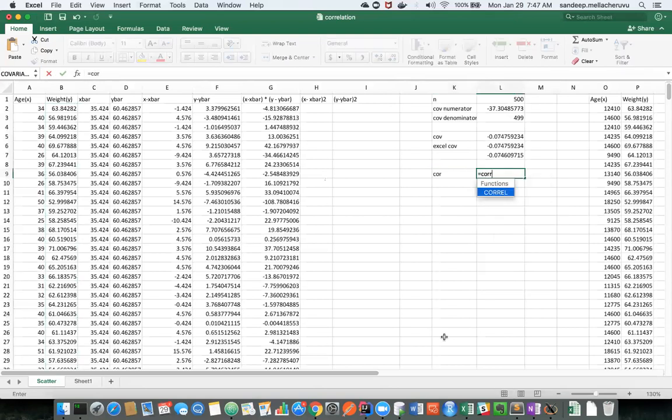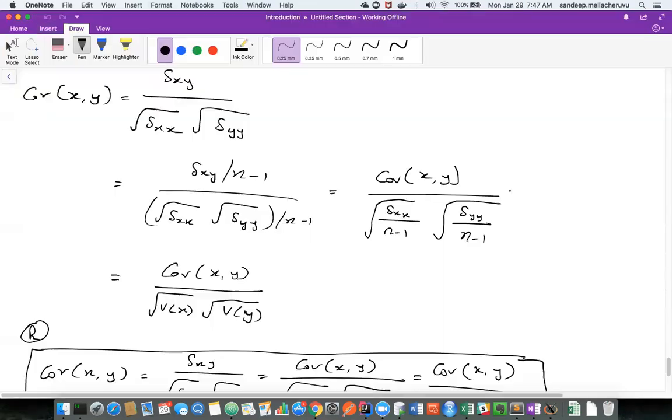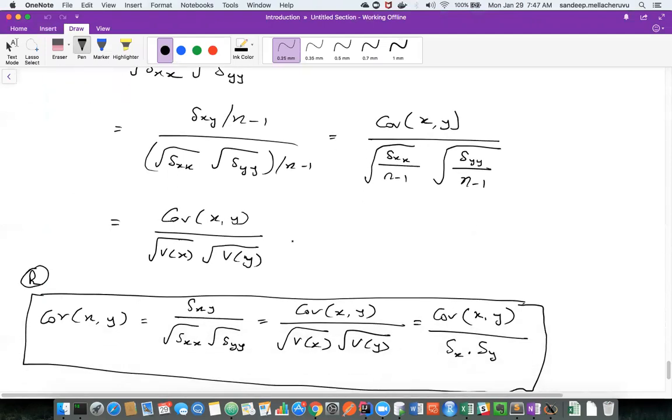Correlation. Okay, you are seeing only one formula. There is no dot S and dot P. Why is that? The reason is because this n minus 1 gets cancelled. There is no difference in this case. Is that clear or are you still confused? No, it makes sense. Okay, cool.